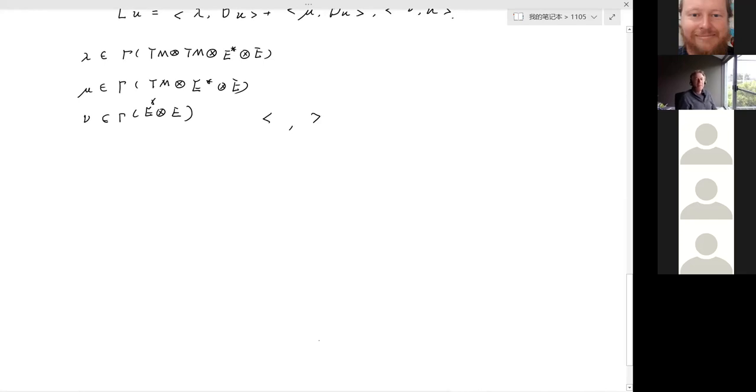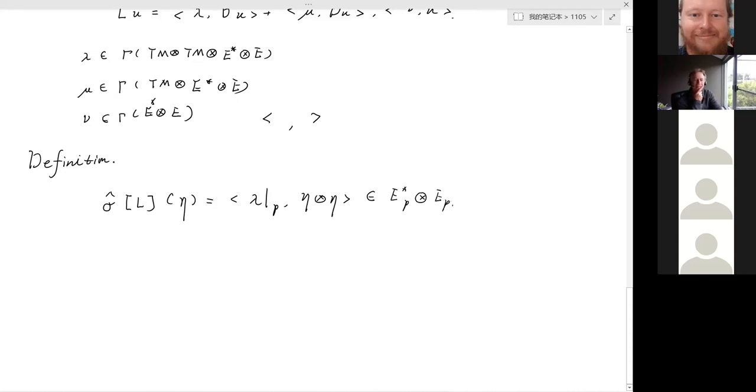And we can define the principal symbol of L in any direction to be this. Sigma hat of a linear differential operator in any direction eta to be lambda at p, eta times eta. Of course, this is an element in Hom(E, E hat). Here eta is an element of T star p M. And L is a linear differential operator. And from now on, we will assume that the two vector bundles are the same, like this, E equals E hat.